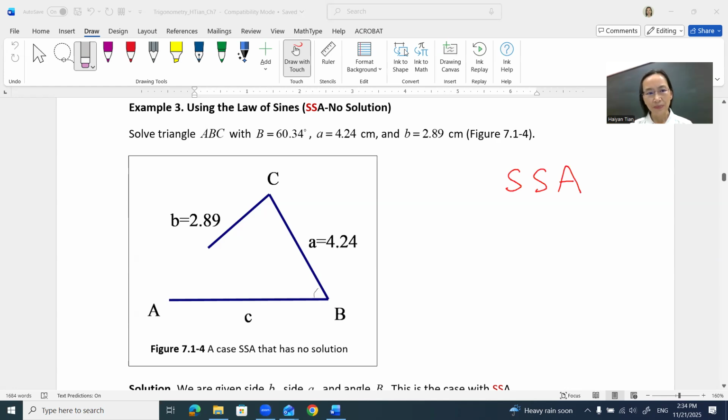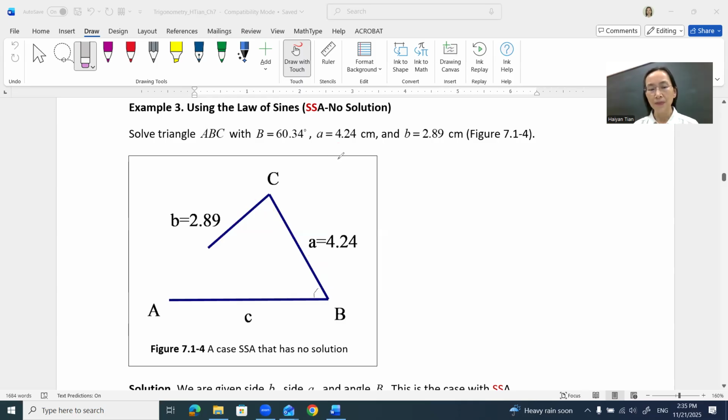So the first one, you can see this is triangle ABC, and we're given the sides A and B, right? So here, A and B, and also angle capital B. So you see, side angle. Yeah, side angle. So here's the side angle. And then that's all we know. And then we want to solve the triangle.